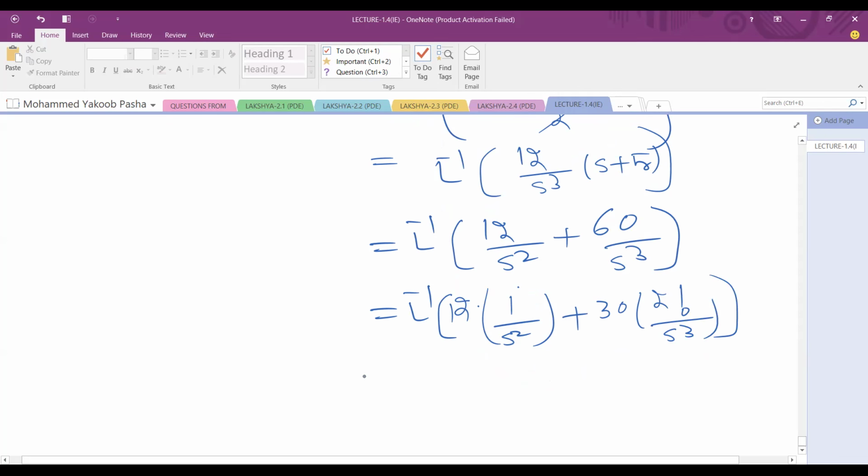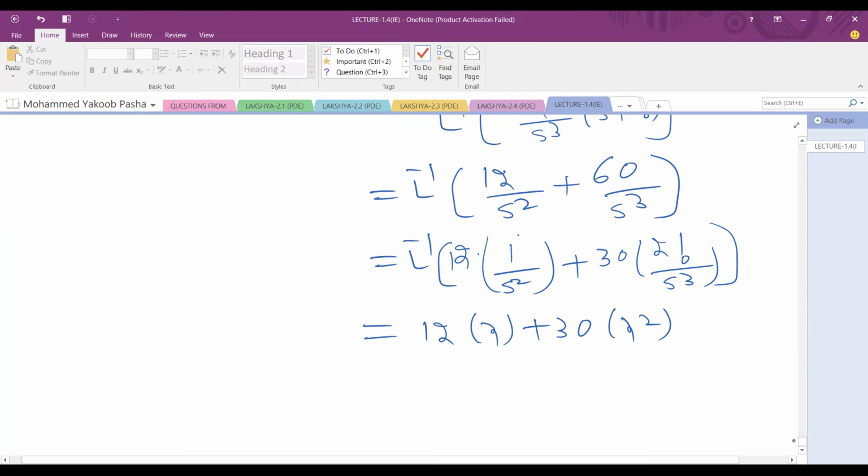Okay, so this becomes 12 as this, 1 by s square become x, L inverse of 1 by s square, is it? Plus 30 into this becomes x square. Clear ending? So this is the value of y of x.